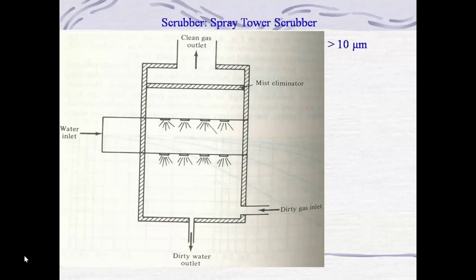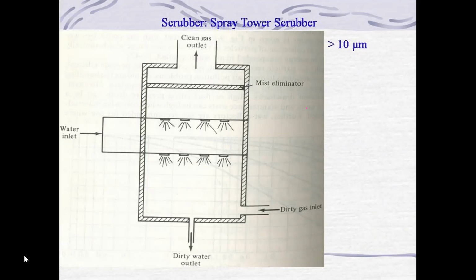Now the scrubbers can be used for the control of particulate matter as well as for the control of gaseous pollutants. The name itself tells you that you can scrub the particles using a liquid. By using the scrubber, the liquid may be water, or it may be any chemical you can use.